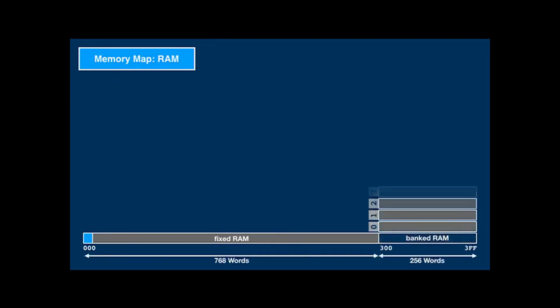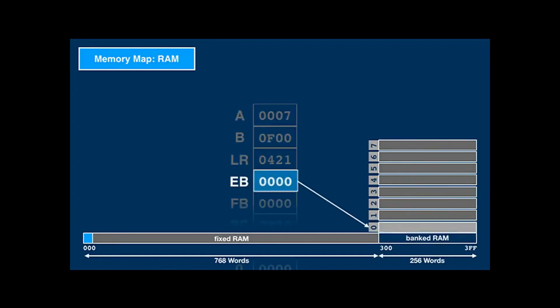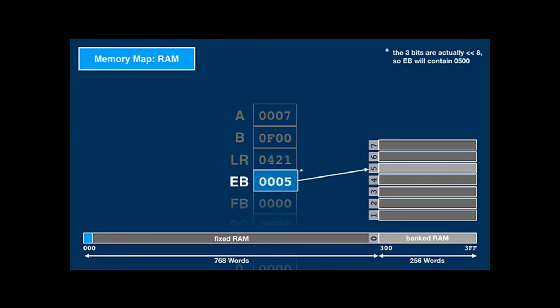The uppermost quarter is banked. The area is a window through which one of 8 different banks can be accessed, each 256 words in size. The erasable bank register, EB, points to one of these banks. If EB is 0, bank 0 is visible in the banked area. If EB is 5, bank 5 is visible.